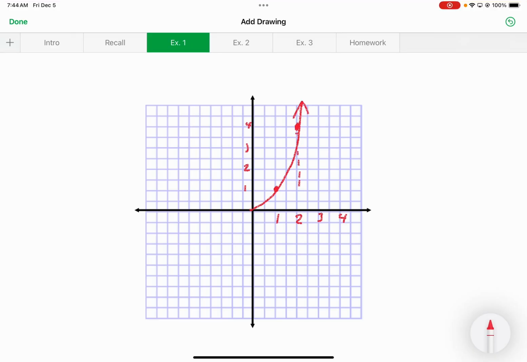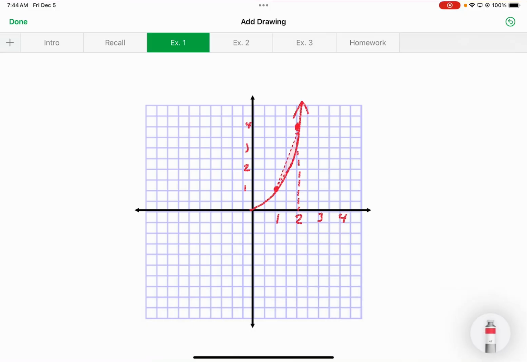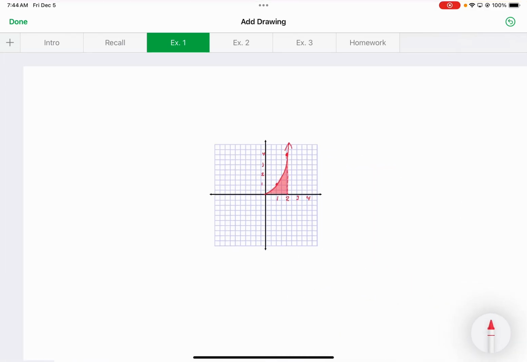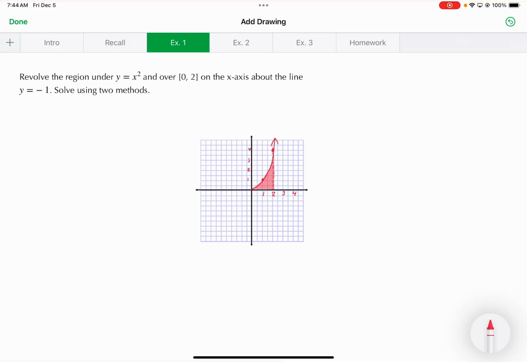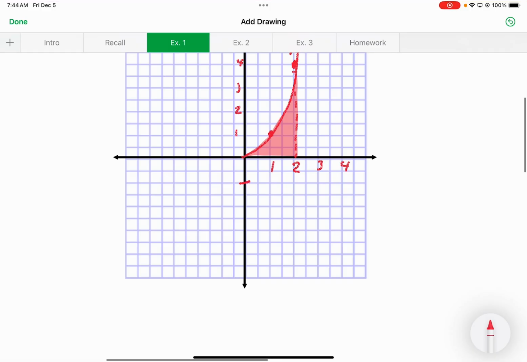Function looks like that. Okay, cool. And then we are working with this section here. All right, so it's bounded above the x-axis on the interval from 0 to 2, below x squared. And then we want to revolve it around the line y equals -1. So we'd say -1 is here. So our line's going to be here.